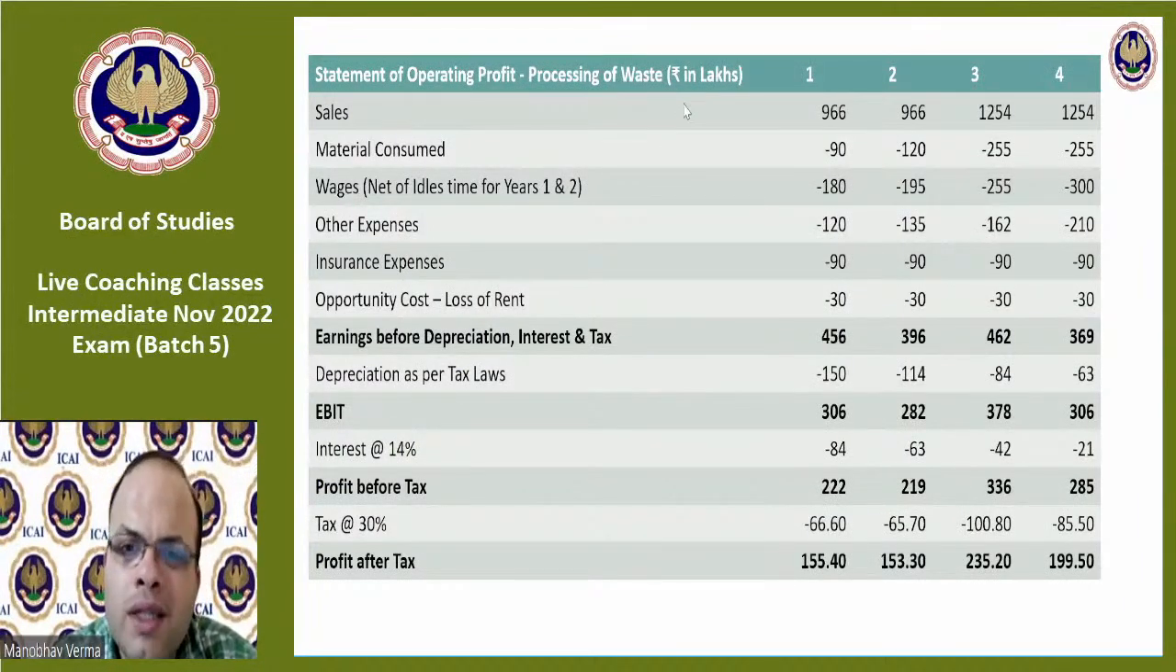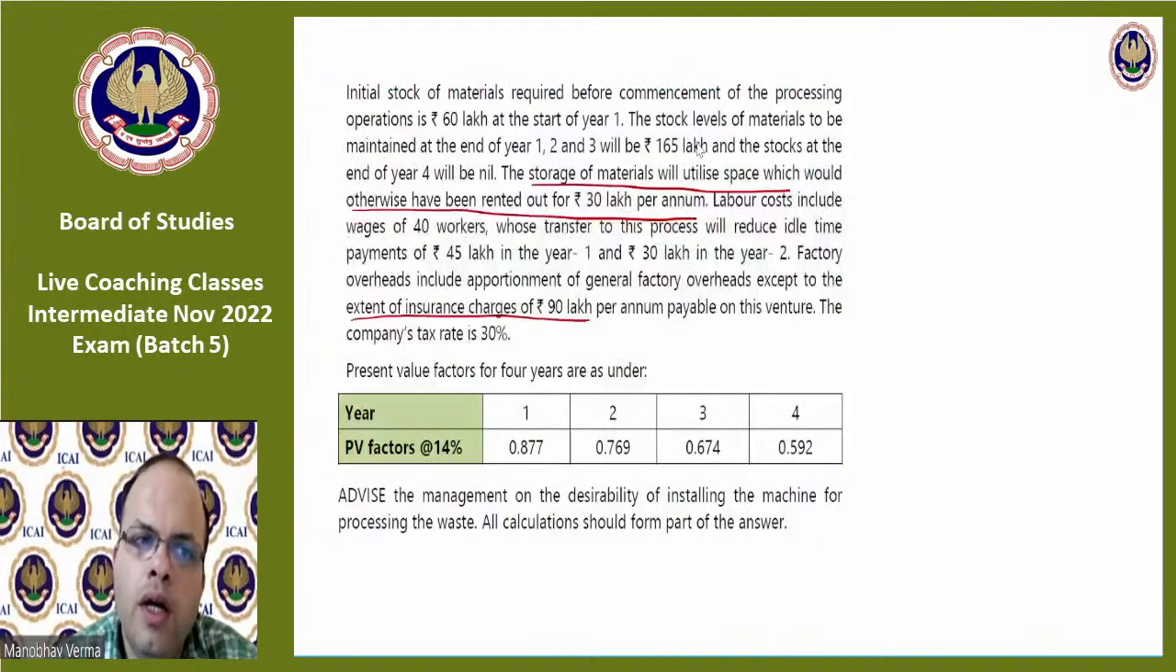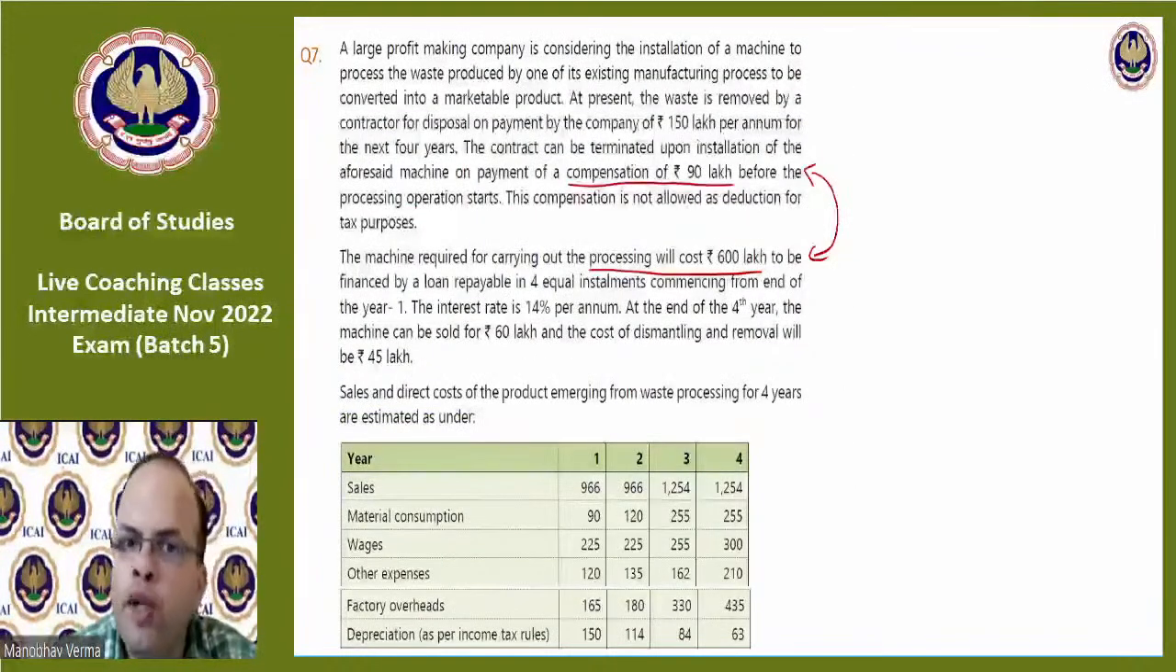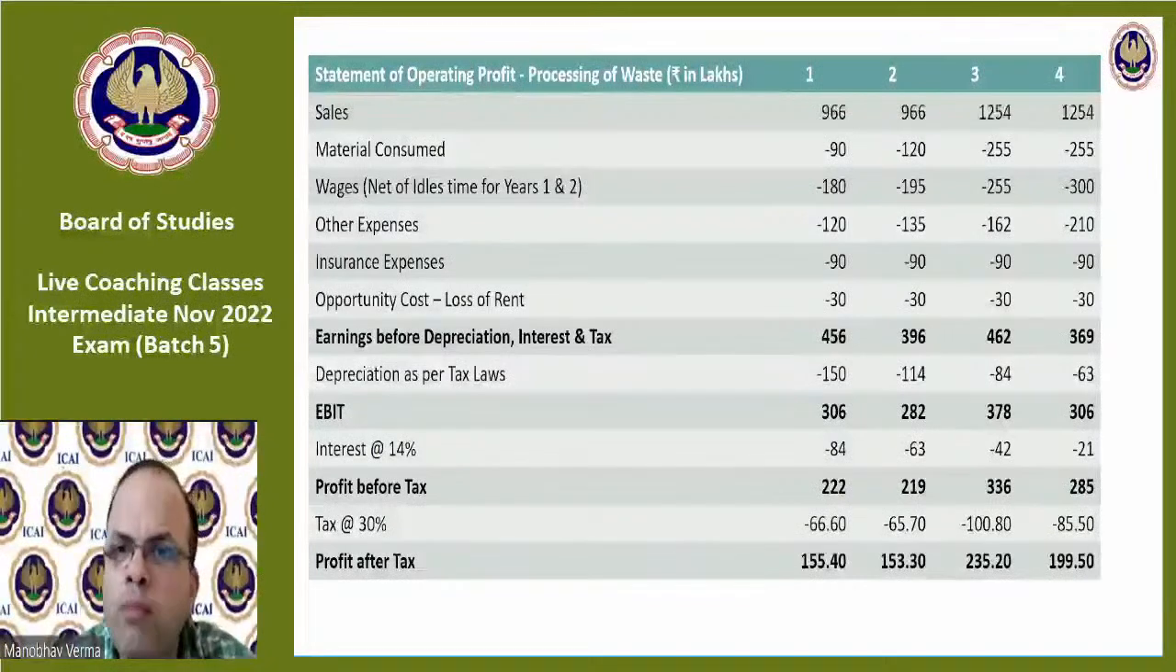Now, on the screen, you can see a statement of operating profit of processing waste. If you look at the sales numbers, we're talking about 966 and 1254. All the numbers are in lakhs though. This is basically given to us. Material consumption, wages, all the expenses are given to us. Depreciation is given to us. So this is like an easy job, not that tough.